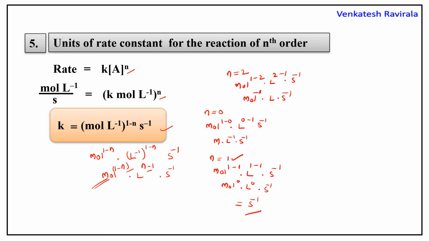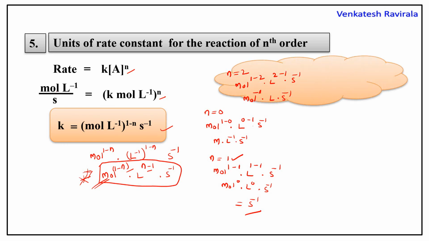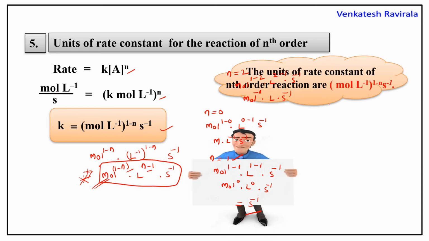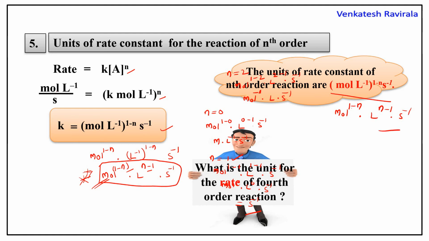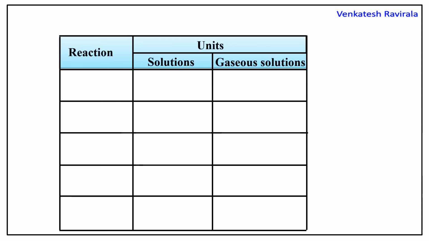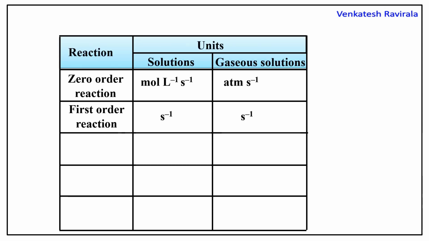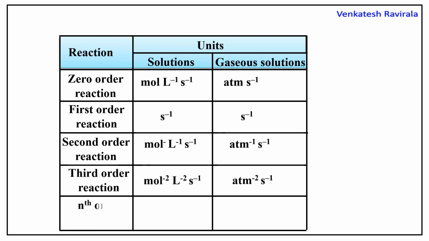In this way we can write for nth order using this formula. You need to remember this formula for writing the rate constants, isn't it? Take it in this manner: mole to the power of 1 minus n, liter to the power of n minus 1, per second. If you take it this way, it will be simple for us. Next, this is the table in which you have all the units, up to 4th order and up to nth order given here.